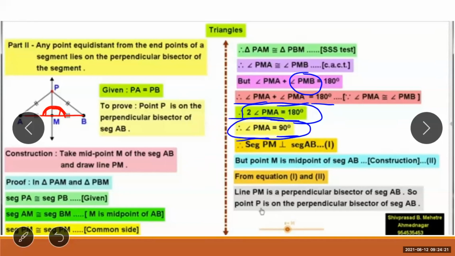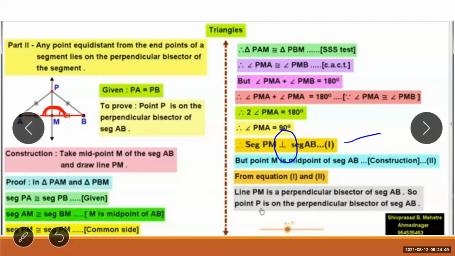Now, as the angle formed at point M is 90 degrees, both the segments, that means line L and segment AB, are perpendicular to each other. So I have written here, segment PM is perpendicular to segment AB. Mark it as equation 1.